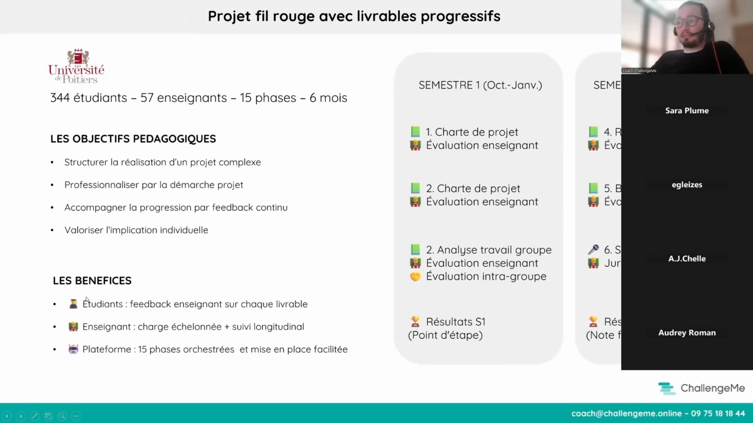In terms of benefits for students, it's about receiving feedback from teachers on each deliverable. For teachers, the workload is staggered, meaning that each teacher will have a workload that is distributed fairly among all teachers. This makes it easy to manage large cohorts. And then the platform will allow you to manage all of this in a very clear and straightforward way.